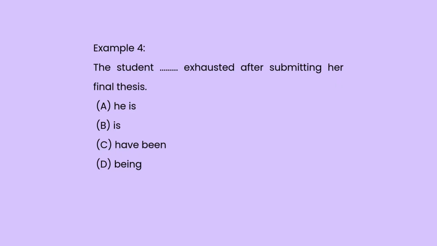Look at example 4. We have the subject the student here. What we need is a linking verb to connect the subject, the student, with the adjective exhausted. Remember, we need a form of the verb to be that agrees with the singular subject and fits the present tense. Option A, he is, we don't need a double subject.